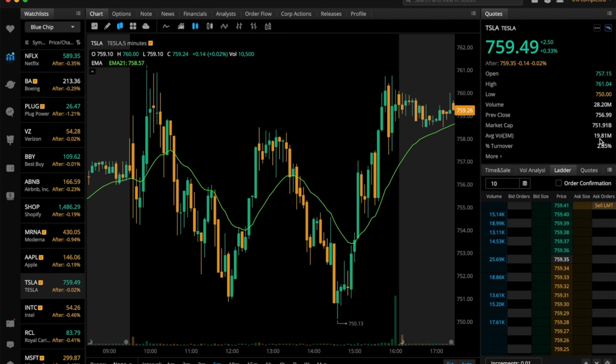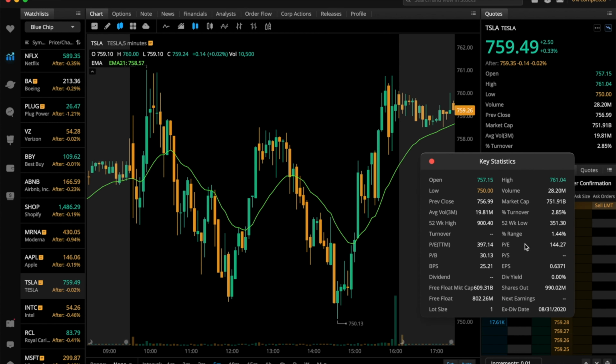Here we have the average volume, which is 19.81 million, and we have a bunch more statistics that we can look at as well. Here's the PE ratio, which is 144, which is on the high end for sure. And we have the 52-week high and low, as we've talked about, as well as the dividend and dividend yield, which is available. I'm not aware that Tesla pays a dividend currently, so that might be the reason.